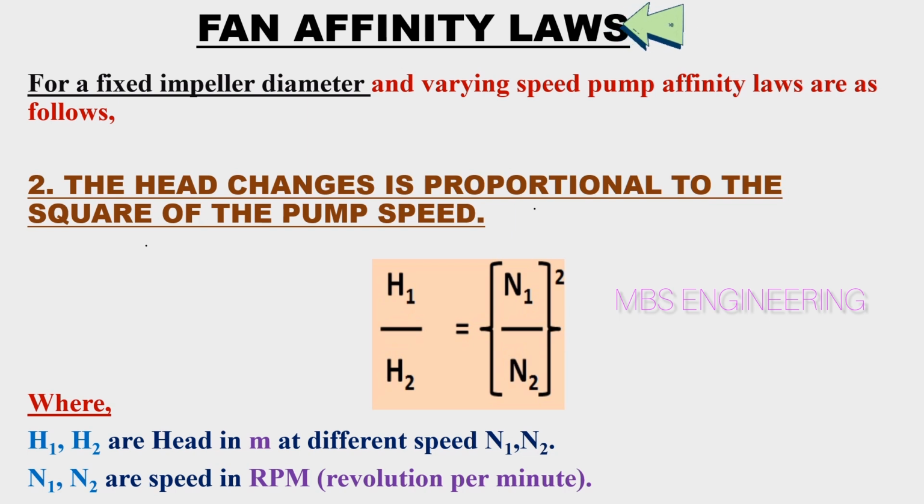Next, we learn about the formula for pump affinity laws. For a fixed impeller diameter and varying speed, pump affinity laws are as follows. The second affinity law for the pump: the head changes in proportion to the square of the pump speed. The head, H1 divided by H2, is directly proportional to the square of speed, N1 divided by N2. Where H1 and H2 are pump heads in meters at different speeds N1, N2. N1 and N2 are speeds in RPM, revolutions per minute.